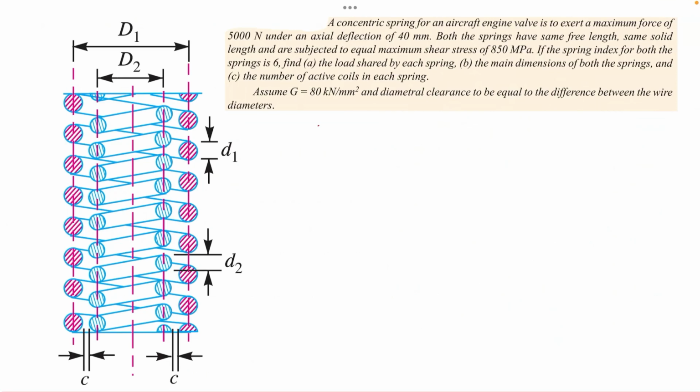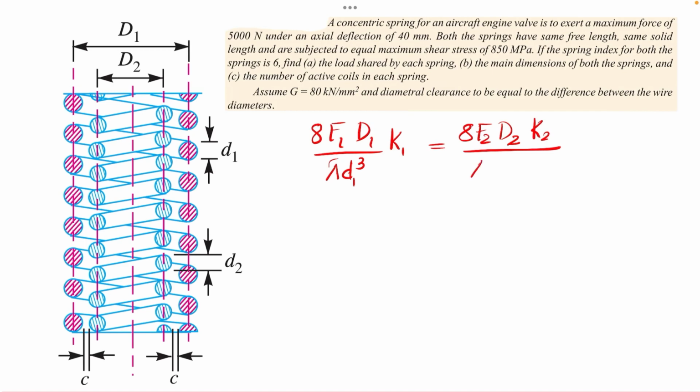First we will equate the maximum shear stress. We have the shear stress equation as 8FD by pi d cube into K. So this is equal to 8 F1 into D1 divided by pi d1 cube into K1, and this is equal to 8 into F2 into D2 into K2 divided by pi into d2 cube. Here it was given that the spring index is the same.